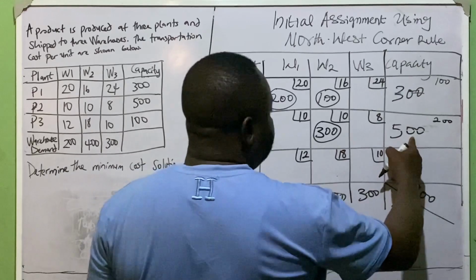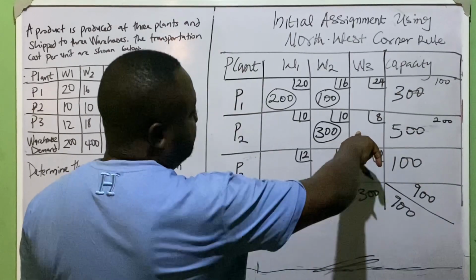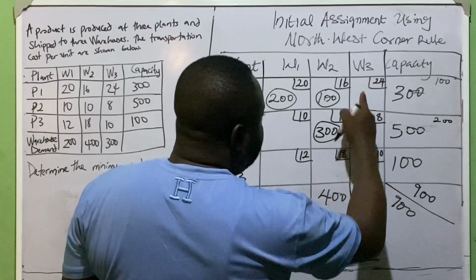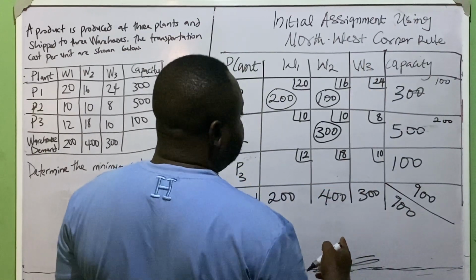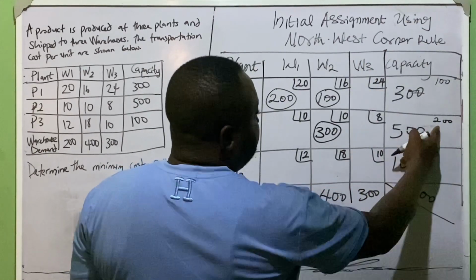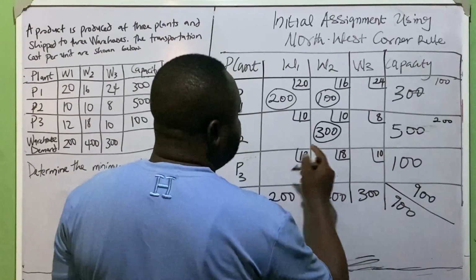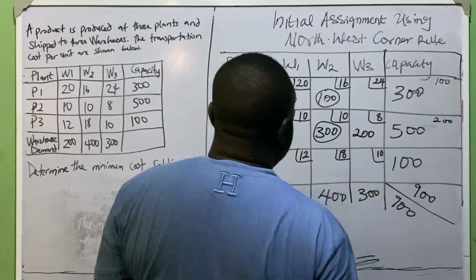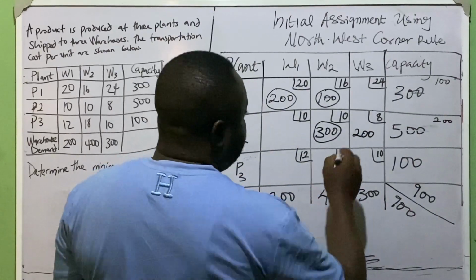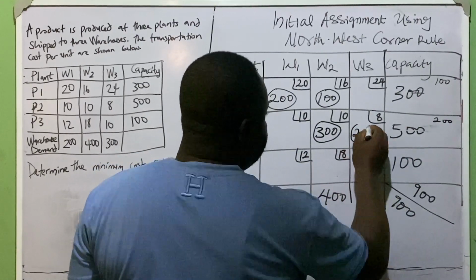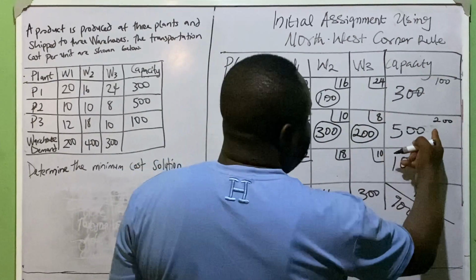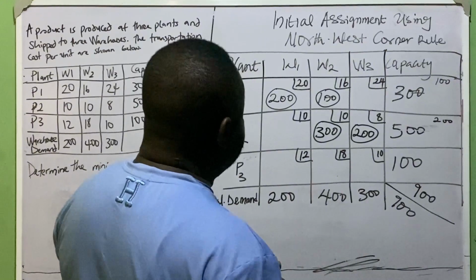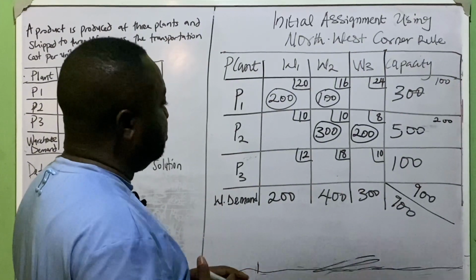So this 200 left here will now move to this point. We progress towards the right. This column is asking for 300, but we have 200 from plant 2. So we'll give him that here at cell P2W3, and we'll circle it. So we have exhausted this, and we have satisfied W1 and W2.